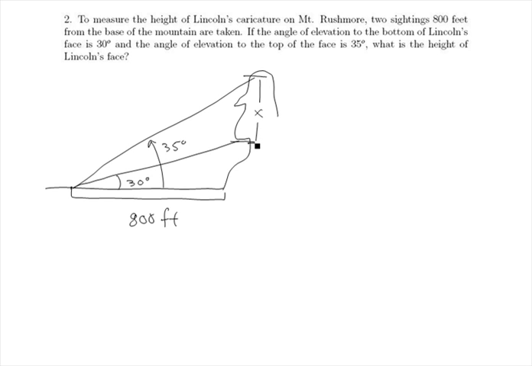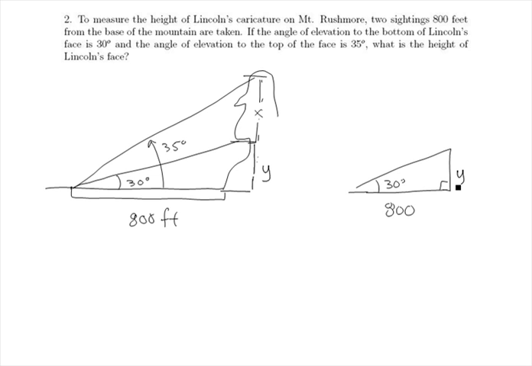Well, in order to figure out what x is, we need to use the fact that we have two right triangles here. We drop this down, we have two right triangles. The smaller right triangle has an angle of 30 degrees, and we know the side adjacent to that 30 degrees is 800 feet, but we don't know the side opposite to that angle, and so let's give that a name. Let's call that y. So we'll call this distance y.